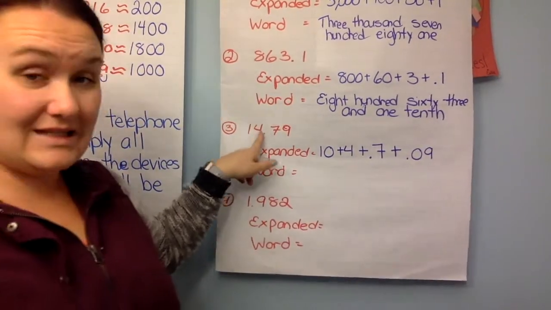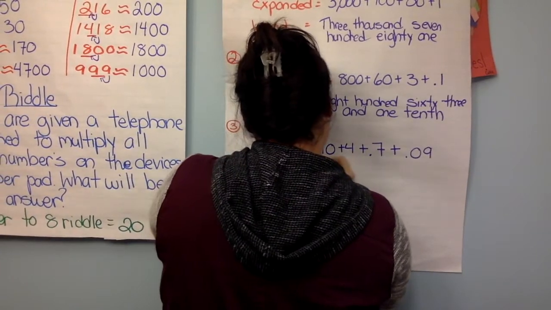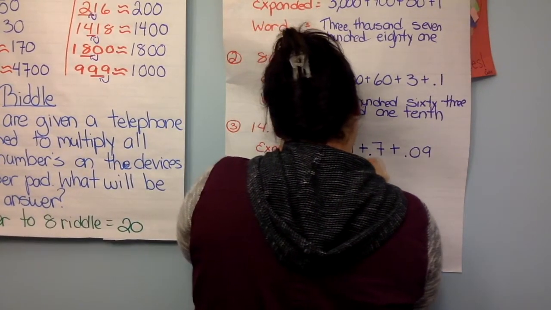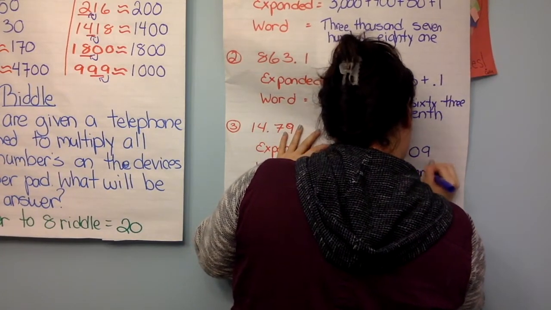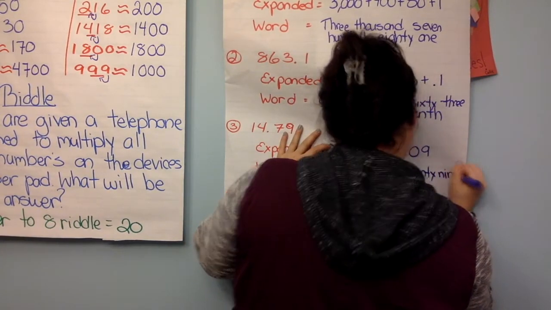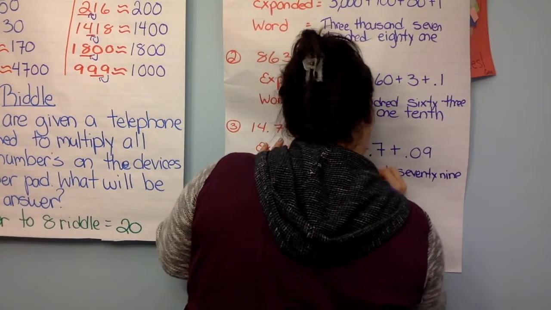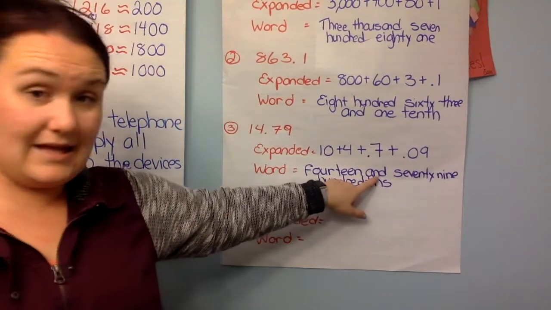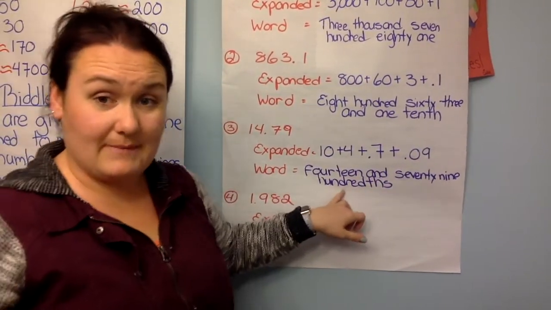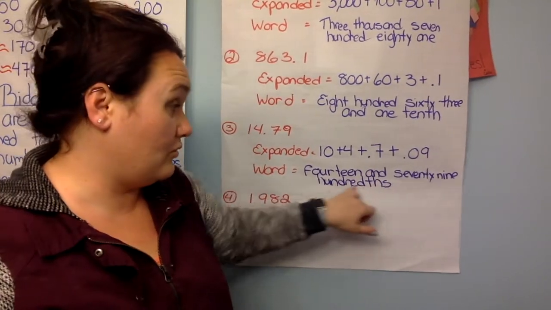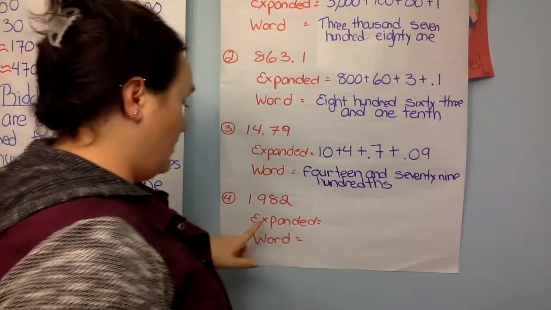Word form. 14 and 79 hundredths. Okay. And decimal point 79 hundredths. So remember, have to make sure you have that place value on the end here. We're ending in the hundredths, so I made sure I wrote the hundredths.